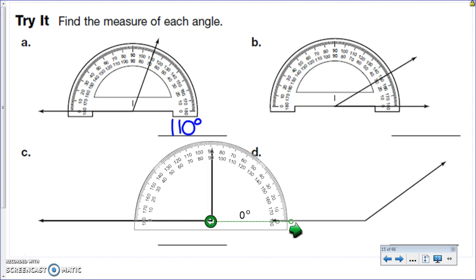For B, the angle is facing to the right, so again, they lined up the vertex, they have the line flat with the bottom of the angle, and we're going to use the inside set of numbers because the 0 is on the inside there, and that's where we measure the gap between the two rays. The next one, if we look, it goes up to 30 degrees.